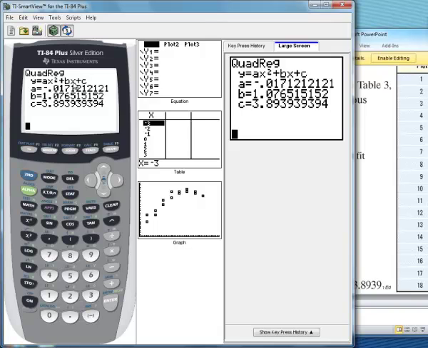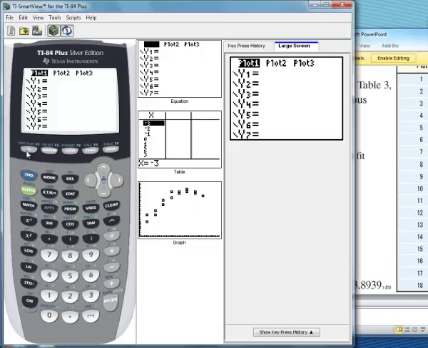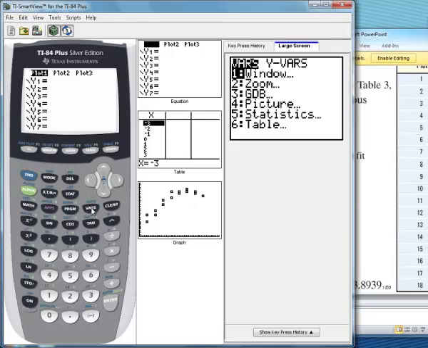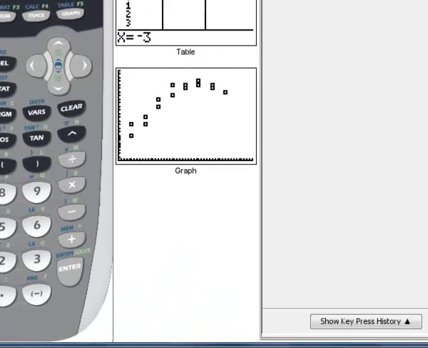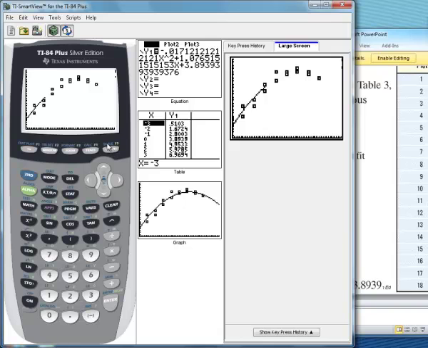But now we want to take that and put it into our graph. So from here, we go to y equals. And we're going to hit vars, and go to 5 for statistics, and then we want EQ, so we hit right arrow until the EQ is highlighted, and there's one regression equation. Hit enter. And there's our regression equation in the y equals, and we can see that it's in our graph. There it is.